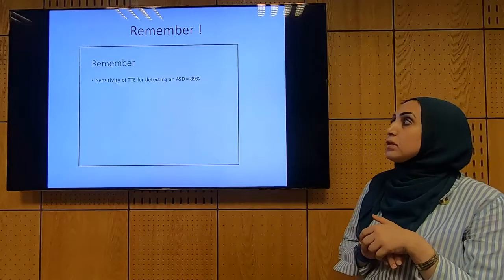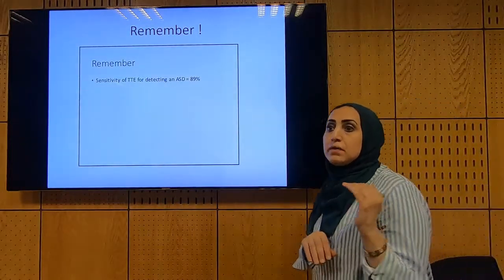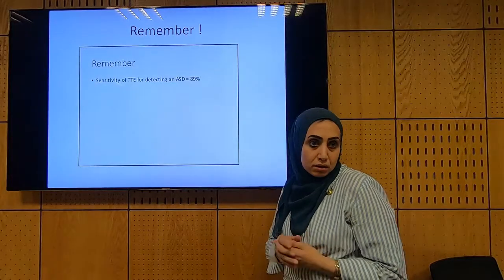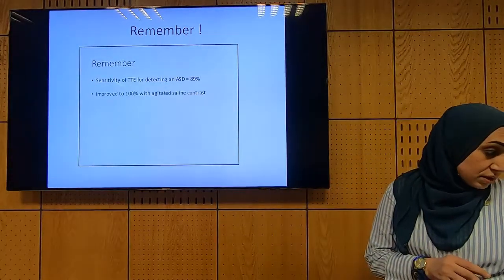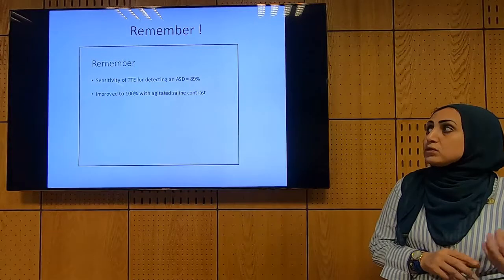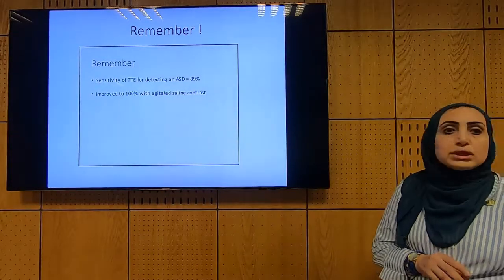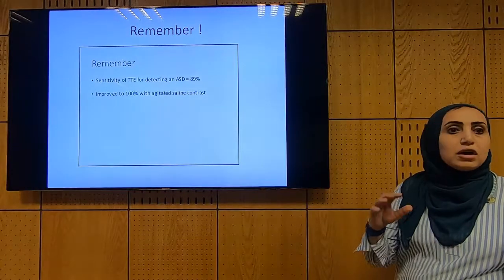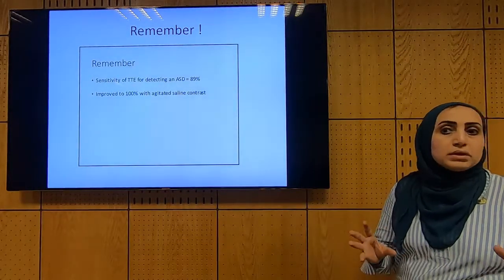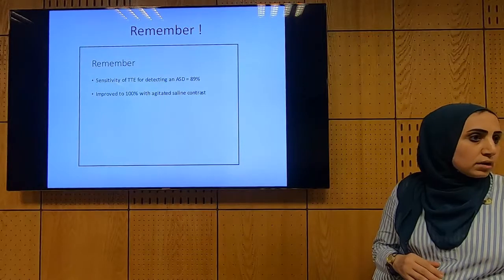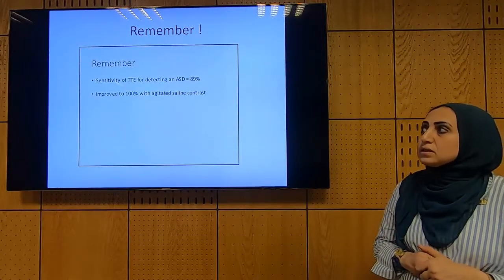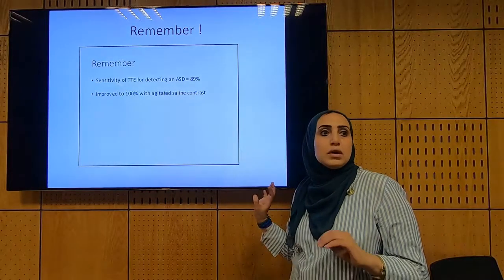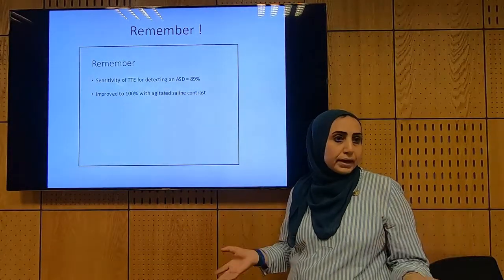Some points to be remembered, that the echo is very sensitive, and detection of ASD is actually up to 90%. It's very high sensitivity. We can improve it to 100% if we use the agitated saline. Agitated saline means that you inject via the arm saline with bubbles, so you will find the bubbles crossing the septum. So it's very sensitive.